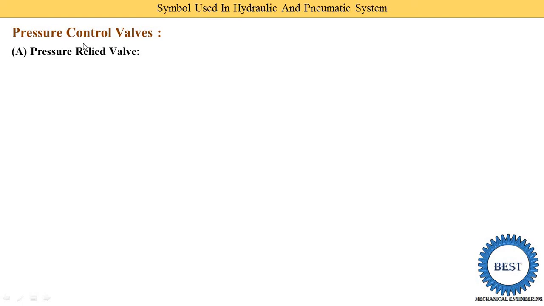Now next is the pressure control valve. In hydraulic and pneumatic systems we use the pressure control valve to relieve or reduce the pressure. So this is the pressure relief valve. By mistake, D is written here instead of F, so it is the pressure relief valve. For every pressure relief valve and pressure reducing valve, the first thing is to draw one square. So here you see one square is drawn.